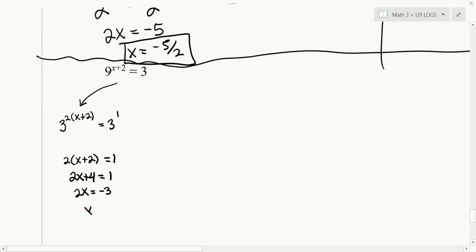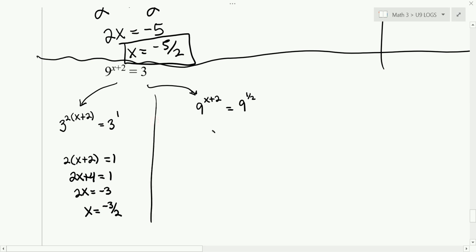And so you end up with x is negative 3 halves. Now, if you made 9 your base, you'd write 9 to the x plus 2 power is equal to 9 to the what? 9 to the half, because the square root of 9 is 3. And some of you did that, and that works as well.